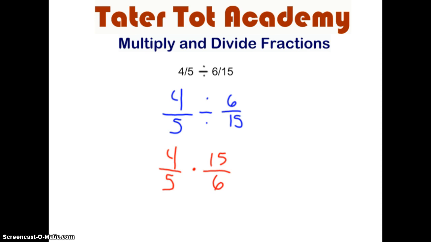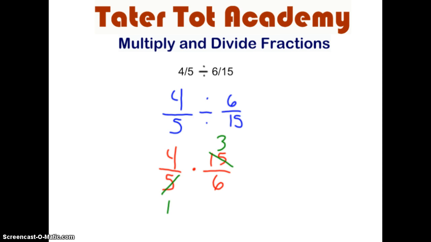Can we divide anywhere? Are any of these able to be simplified? And hey, look at that. I have a 5 and a 15. So the 5 will become a 1. And the 15, that one will become a 3. Because 5 divides into 5 once. 5 divides into 15 3 times.